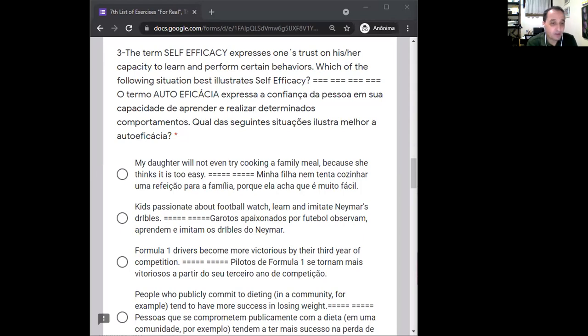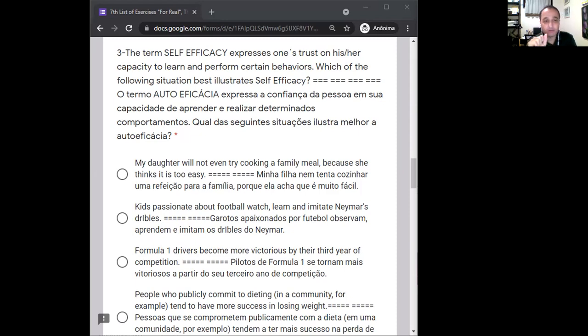First one. My daughter will not even try cooking a family meal because she thinks it's too easy. Wait. Self-efficacy is like when you trust that you can do it, so you do it with pleasure, right? You do it without thinking twice. And here we are saying, no, my daughter thinks it's too easy. It's not attractive. So it's not about efficacy. It's not about capacity in this case. I know that many of you thought that this was the right answer, but it is not. I will come back to that if you want, but let's check the next one.